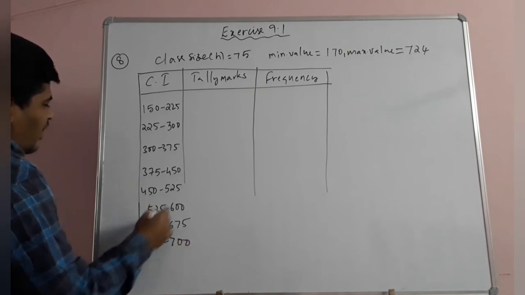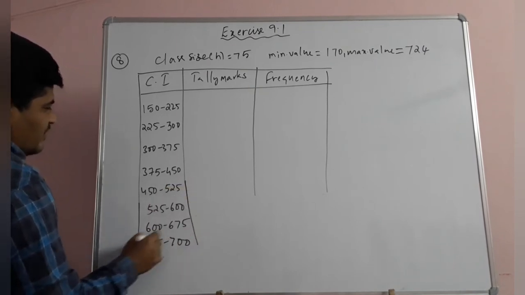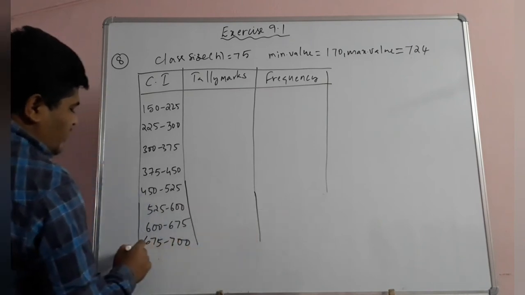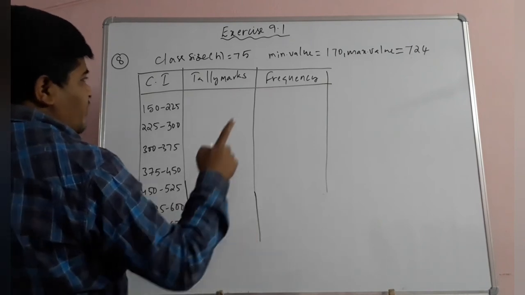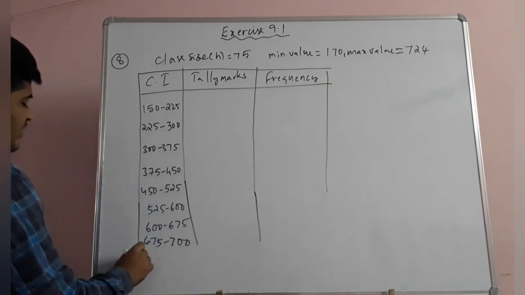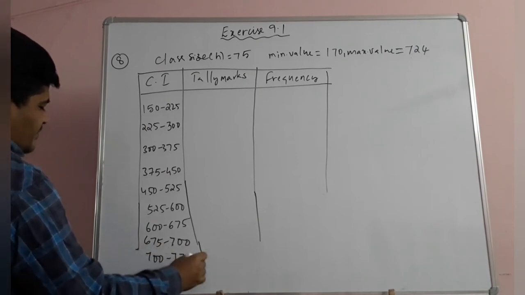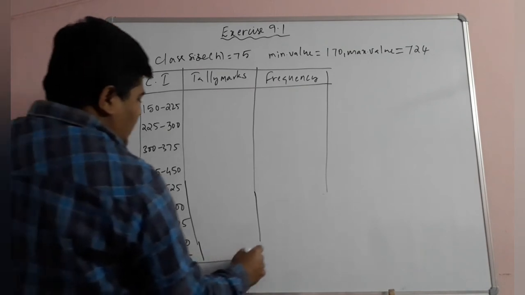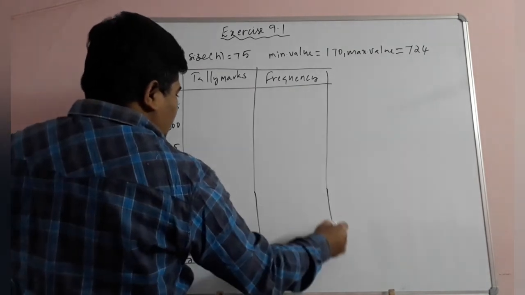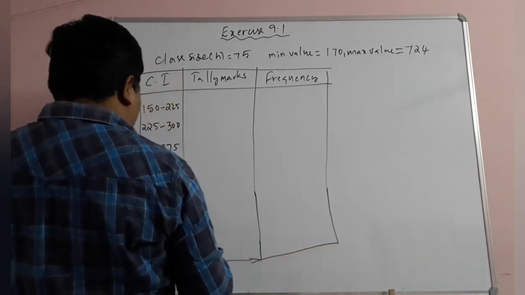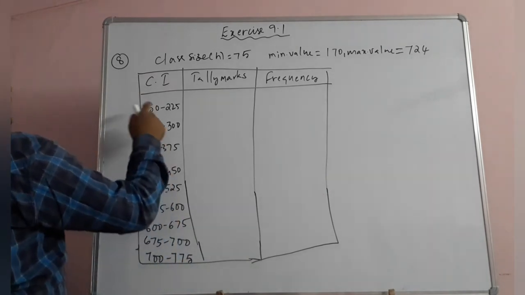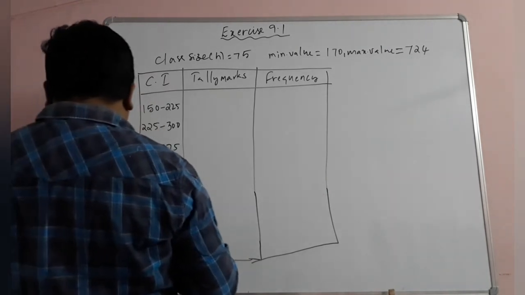So these are all the class intervals. 724 is a big one, no? So the next class interval is 700 to 775. Okay, so these are the class intervals, children. 1, 2, 3, 4, 5, 6, 7, 8, 9. Totally we got 9 class intervals.